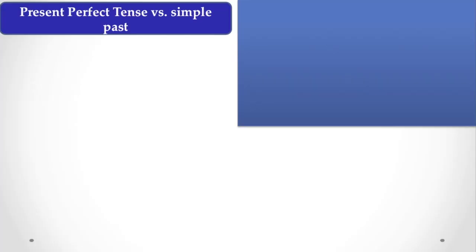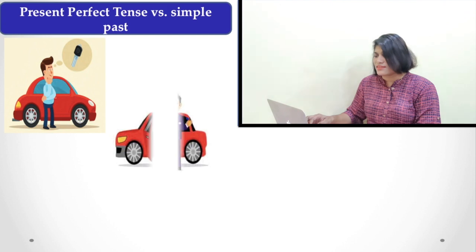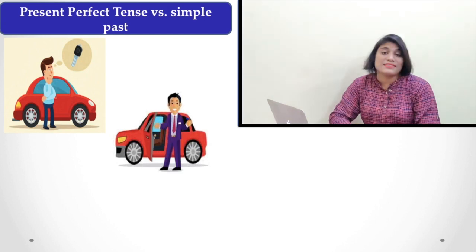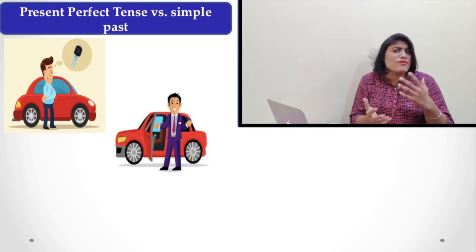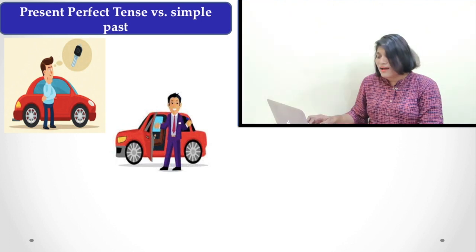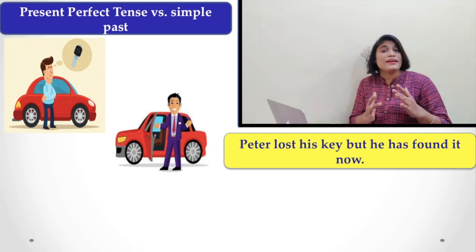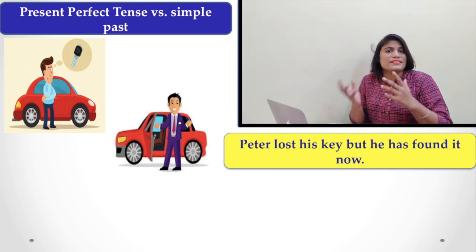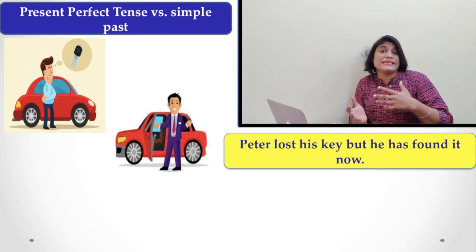So stay with me till the end to know everything and to get rid of any type of confusion you have in your mind. First of all, look at the situation here. I am giving you two pictures. That is, a person has lost his key, without key, and next he found it. And how can you explain this situation? Here, you can say that Peter lost his key, but he has found it now. In this situation, you find that a person lost his key and he found it later.